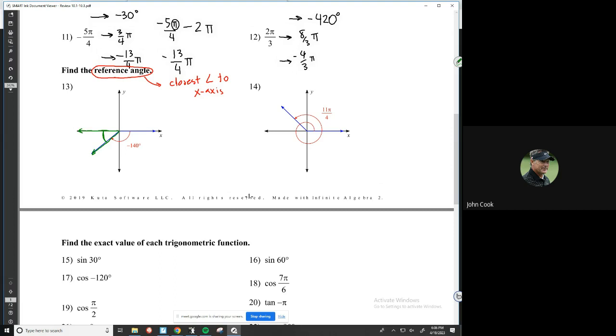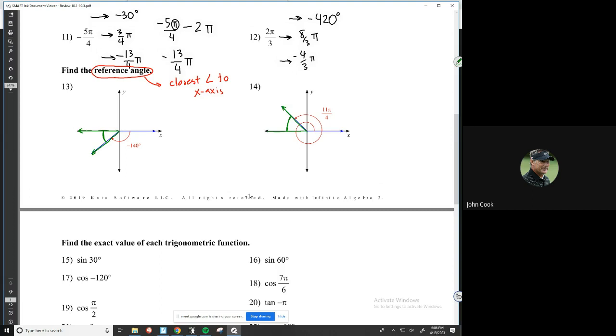And look at this. It's the same thing over here. All this fancy stuff on 14, whatever. The line stops here. There's the terminal side. How much does it take to get to the x-axis? The shortest distance to the x-axis. Those are my reference angles. It's that easy. So how far away are they?